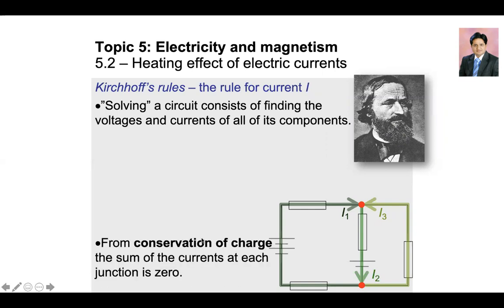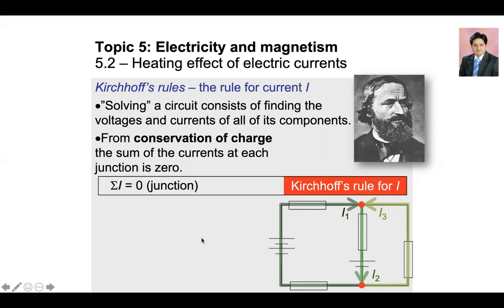So if you look at Kirchhoff's rule number 1, it states that the algebraic sum of the currents at each junction is 0. So if you were to look here, this red dot, that represents the junction. So the algebraic sum of currents, so technically the currents that are entering and the currents that are leaving, their sum has to be 0.